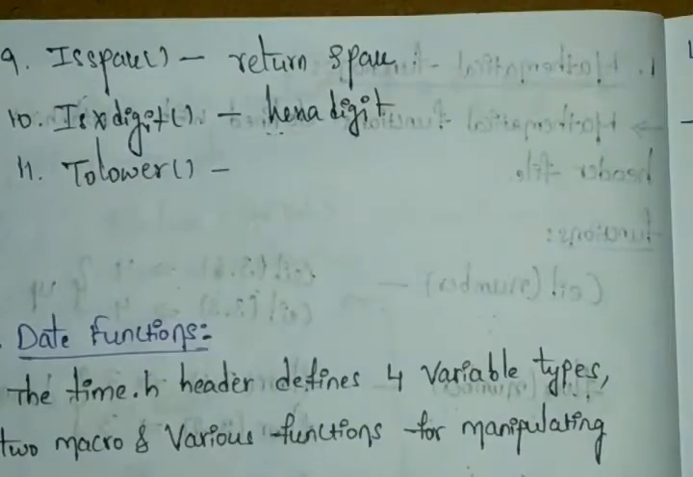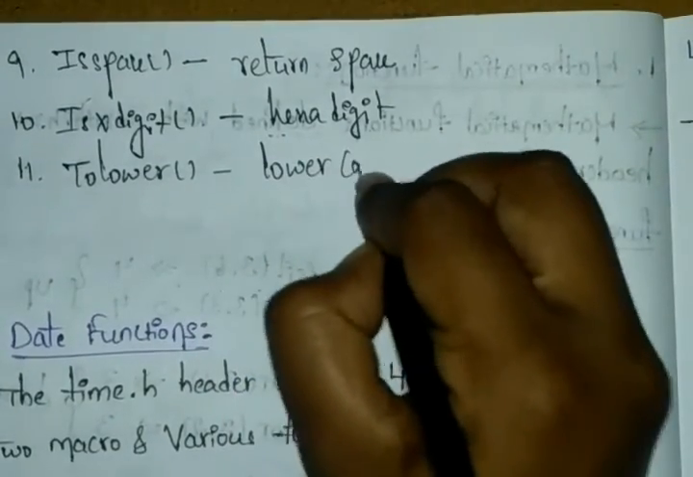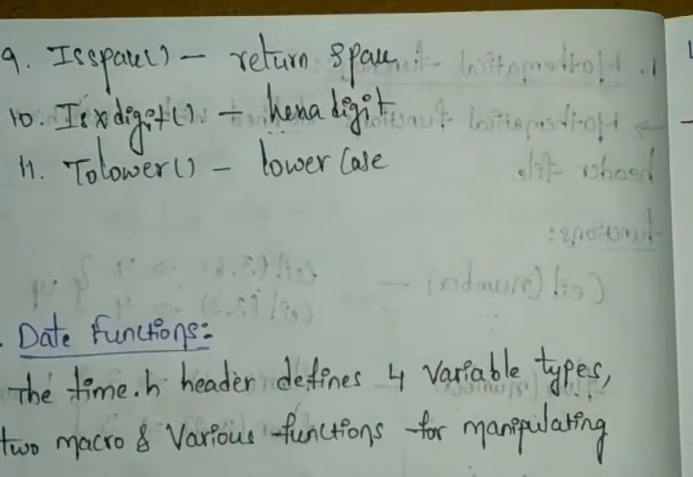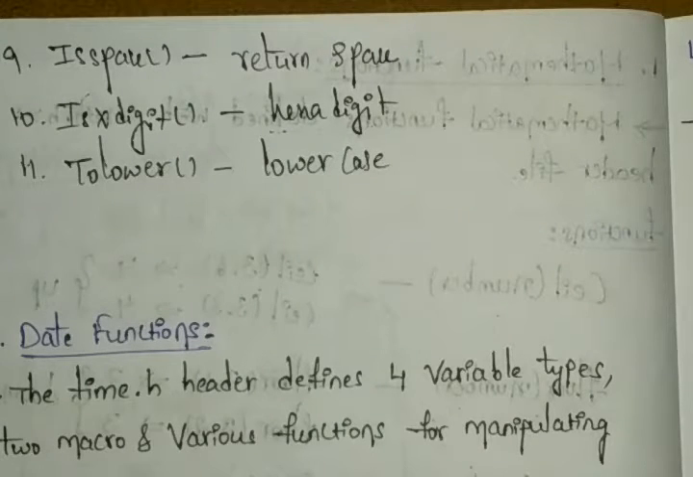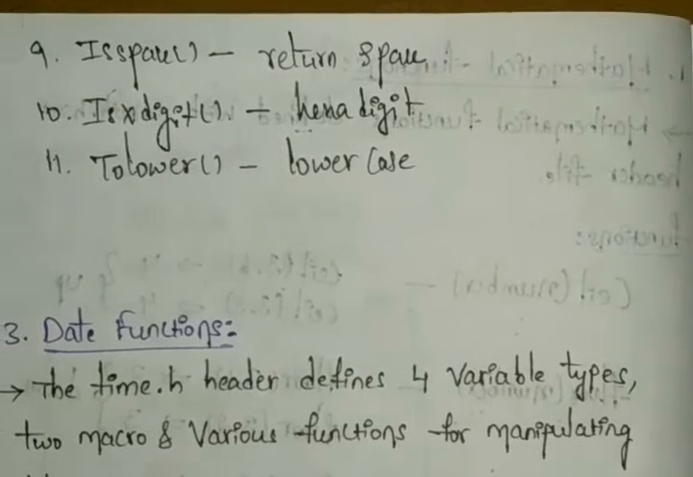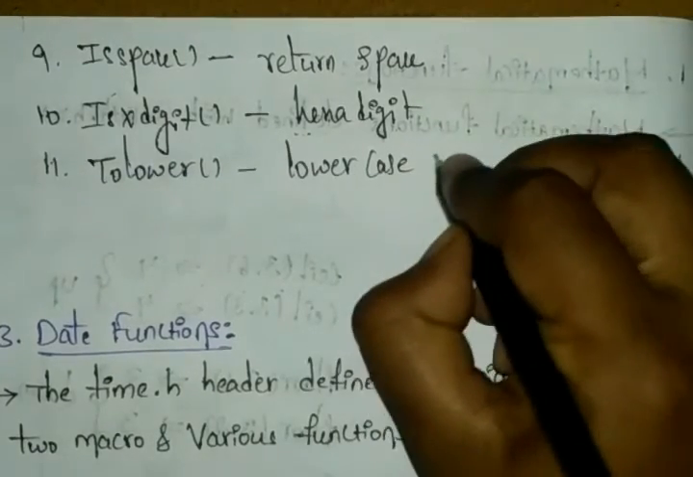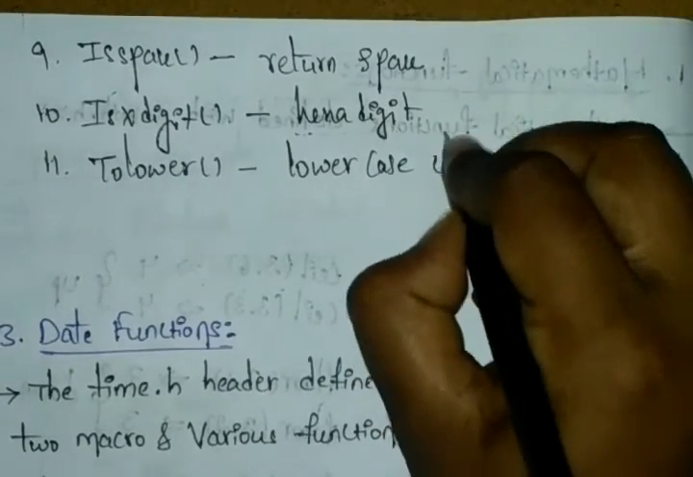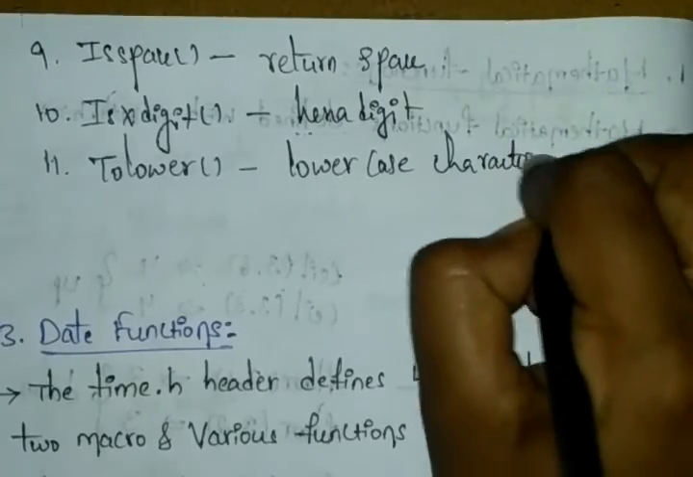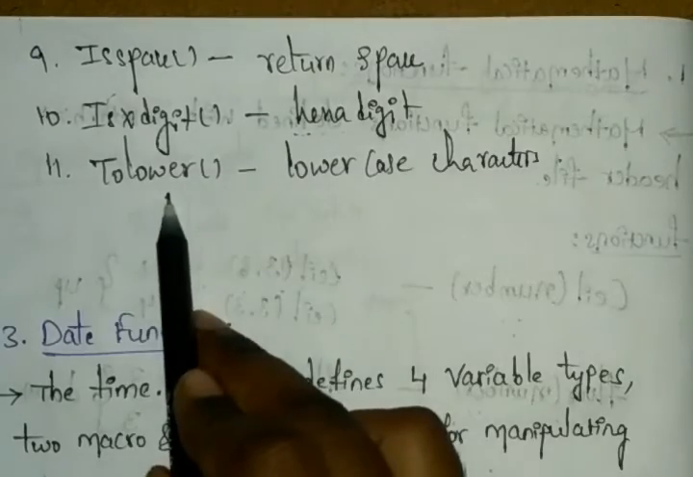So whatever the user has entered, the lowercase letters. Suppose here is upper, is lower means we are checking if it is in lowercase or uppercase letters. But toLower means whatever uppercase letters you have, you can convert into lowercase letters. You can convert the uppercase letters to the lowercase letters.